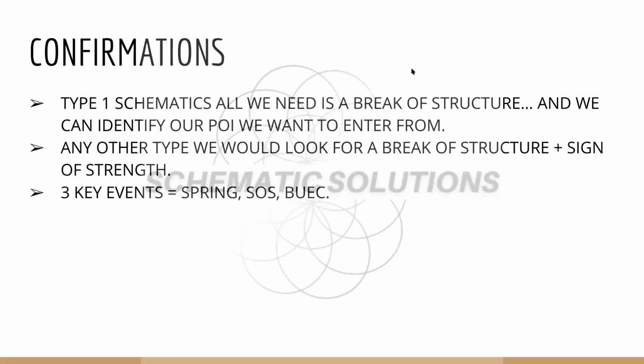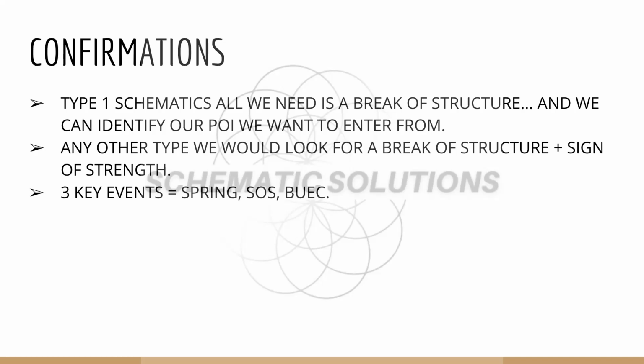Perfect. So now our confirmations. Ultimately, for a type 1 schematic, all we need is our breakup structure. That's literally our key confirmation. That's 100% all we need. And once we have that breakup structure, we can identify our point of interest, throw our limits on the open and or the 50%, occasionally the 80%, if it lines up, if we have that confluence.